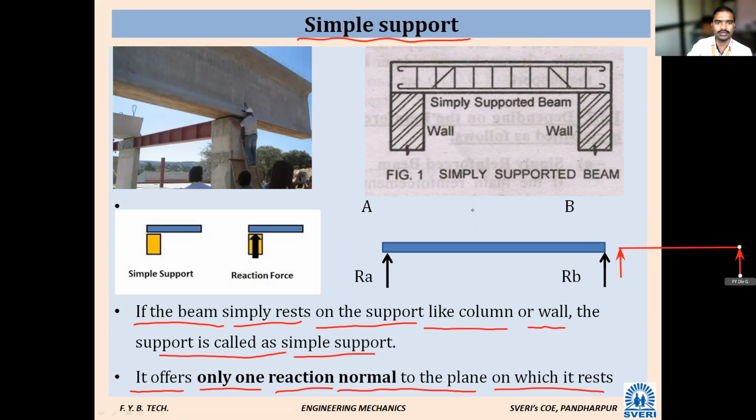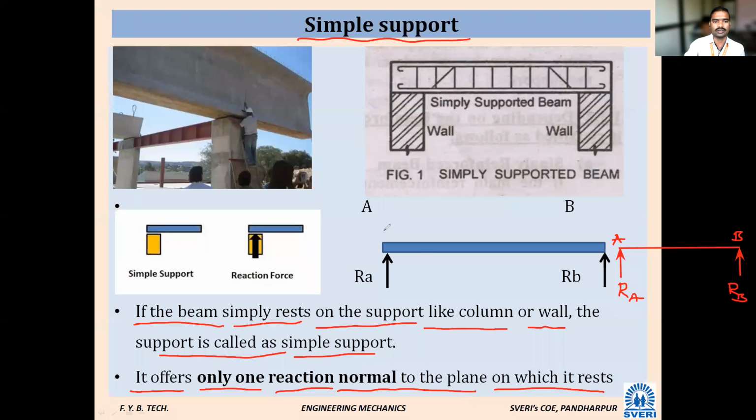This is one, this is one. Okay, or you can draw this diagram also. Okay, so what are the namings? This is a point A and this is a point B. Okay, and supports. So for this A support, the reaction is Ra. For this B support, the reaction is Rb.